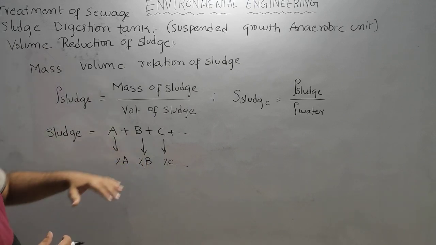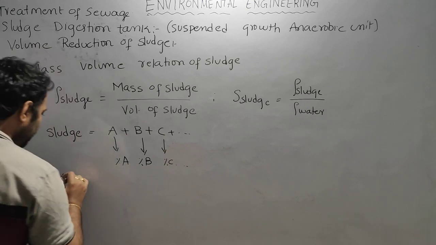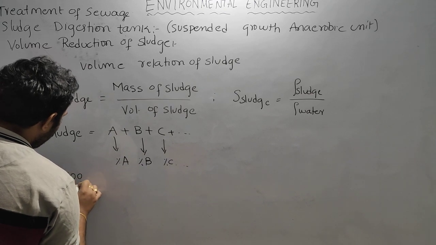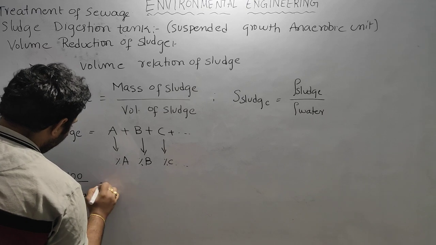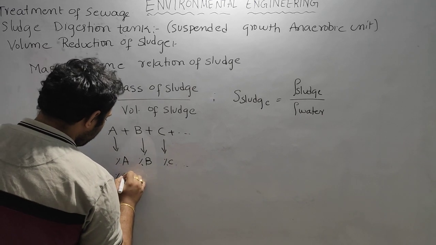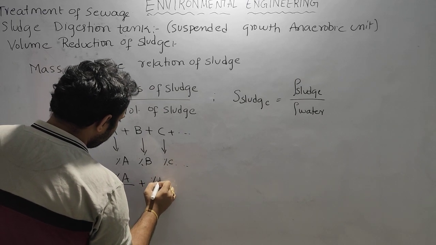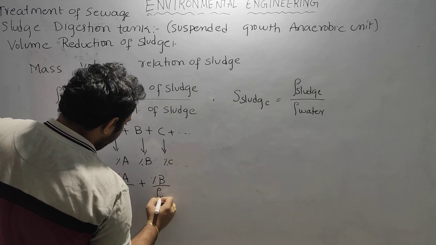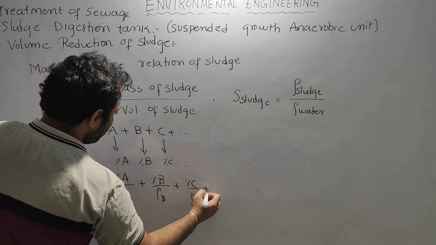Now, if I want the density of the sludge, then 100 by rho of sludge is equal to percentage A by rho of A, plus percentage B by rho of B, plus percentage C by rho of C, and so on.